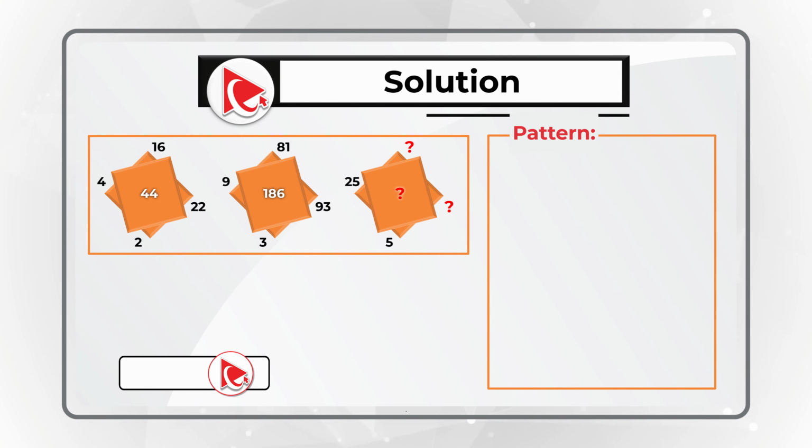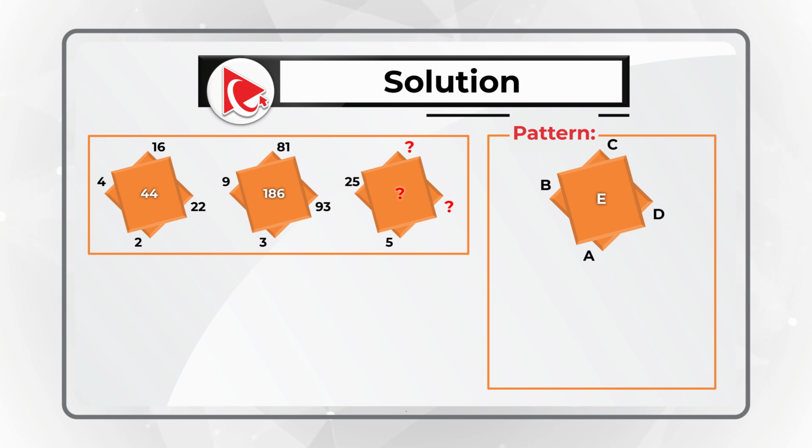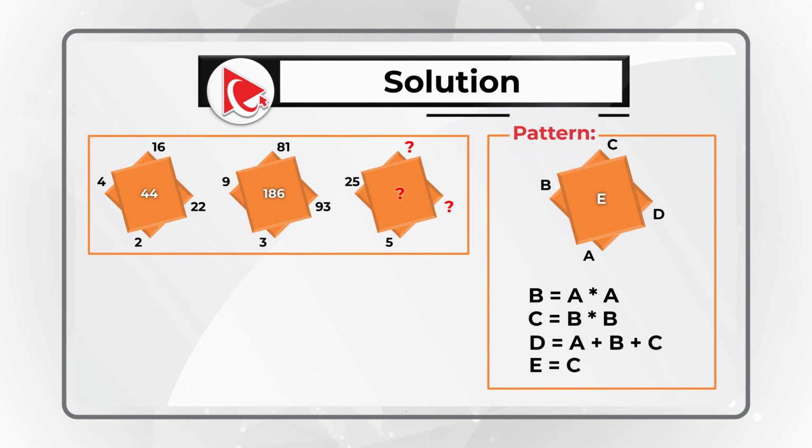Let's look at the patterns here. If we number the corners of the diamonds as well as the middle with the letters of the English alphabet A, B, C, D, and E, we can build a pattern. And the pattern will be: B is calculated as A multiplied by A, basically A squared. C is calculated as B multiplied by B. D is calculated as A plus B plus C. And then E is calculated as C multiplied by 2.